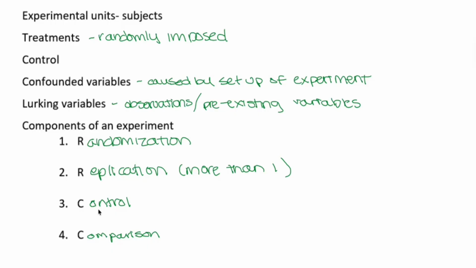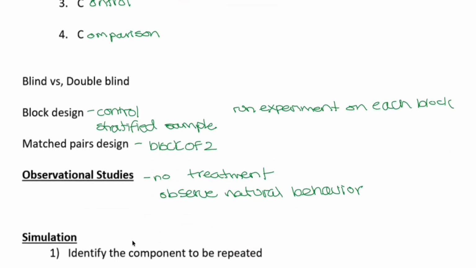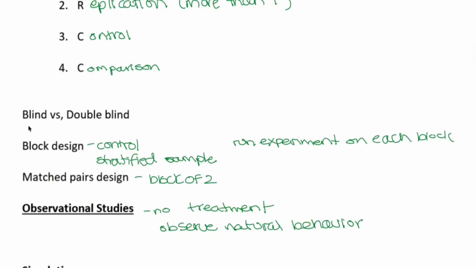A control group is not always required, but it's not a bad idea to include one in your experiments. For comparison, you definitely want to compare the results of the bivariate data, and that's the reason we're doing a bivariate experiment, right? And some other things: blind versus double blind, and block design, which means a controlled stratified sample.